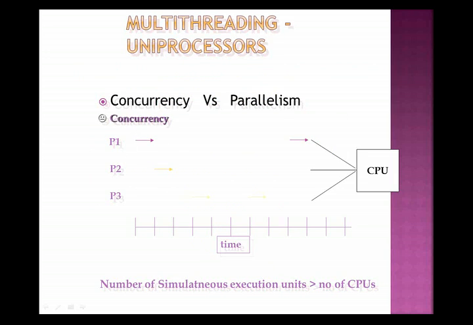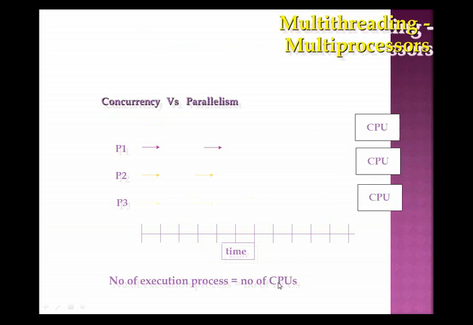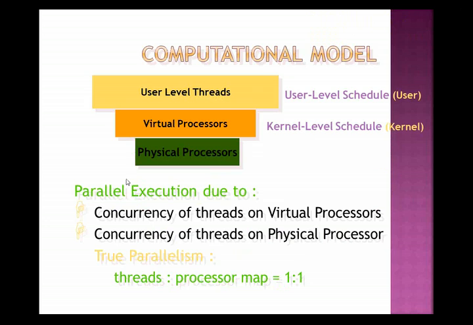This is the concurrency, that is more than one process executing at the same time by the CPU. This is the time and there are multiple processes at the same time, that is P1, P2 and P3. So more than one process is executing at the same time. That is known as concurrency. This says the number of simultaneous execution units is greater than the number of CPUs. This is the multi-threading multiprocessor, that is more than one thread is executing at the same time.